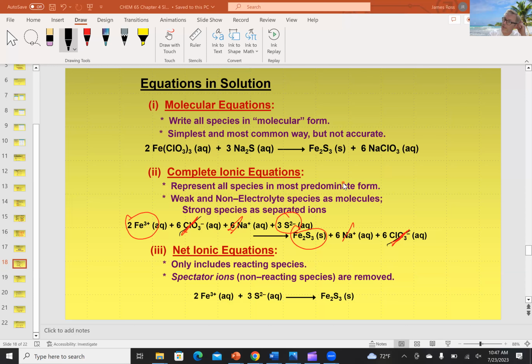The utility of doing this is, whereas initially it looks like I have 2 products in the molecular equation, in reality, sodium chlorate is not a product. It's a collection of ions floating around freely. So my only product in the molecular equation is actually iron 3 sulfide. And that's exemplified by writing a net ionic equation.